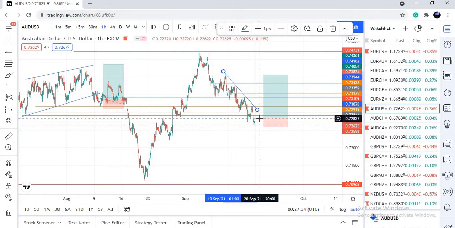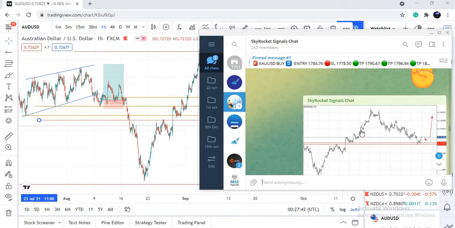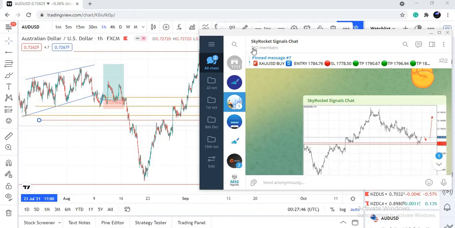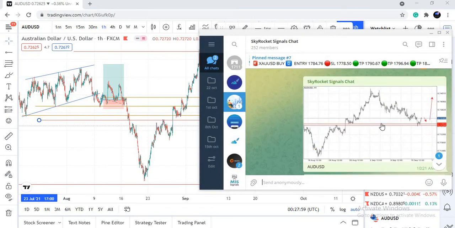So we predicted that when it gets to this level, it might just bounce on this support level, break this trend line, and move about 120 pips. And we sent that analysis to the group. As you can see, this is the chat forum, the Skyrocket signals chat.